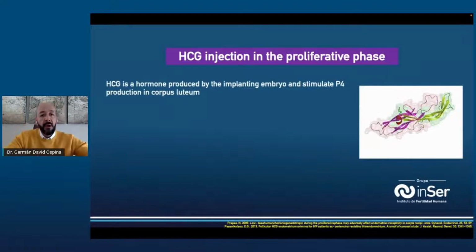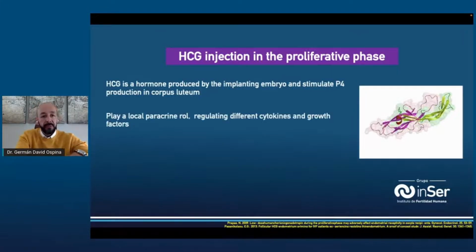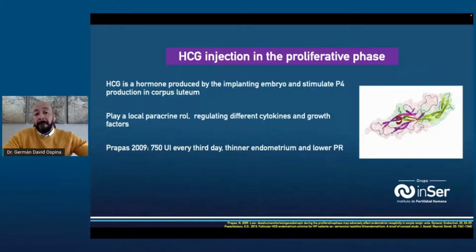You know that this is a hormone that is produced by the implanting embryo and stimulates progesterone production in the corpus luteum. But this HCG plays a local paracrine role, very important, regulating different cytokines and growth factors. But what is the evidence that we have on this point? Okay, Prapas in 2009 made this paper, and he used 750 units every third day, but the final result was a thinner endometrium and lower pregnancy rate.